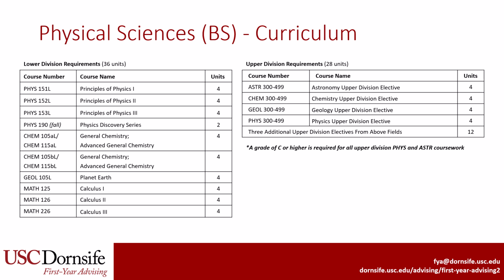The Physical Sciences major is a Bachelor of Science degree popular among students interested in teaching. It requires 3 semesters of physics, 2 semesters of general chemistry, 1 semester of geology, and Calculus 3. There are 28 units of upper division requirements, and students are able to select from a list of courses in each category.